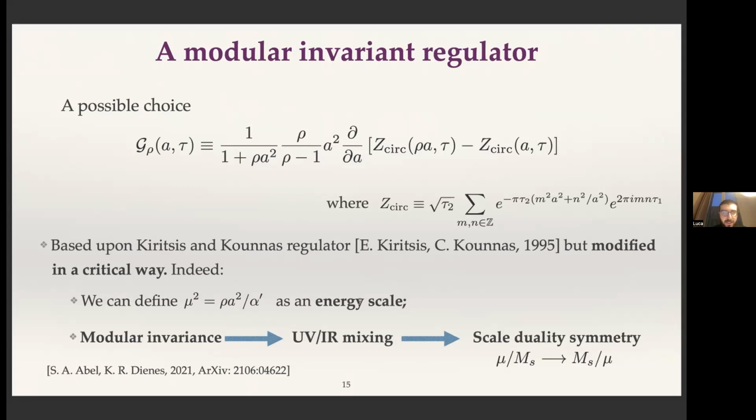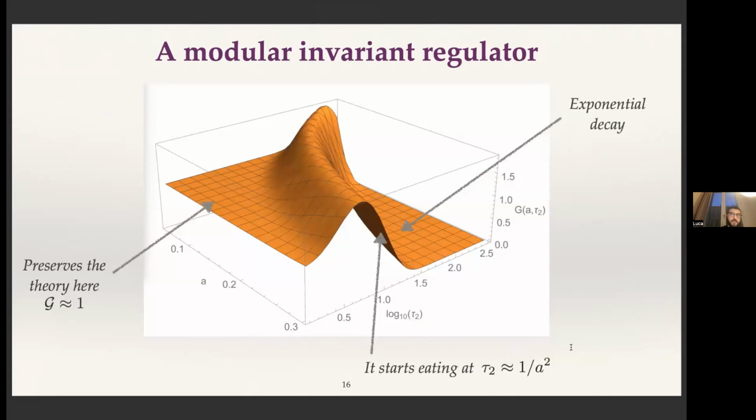I already said that we can relate an energy scale to this parameter A with this parameter alpha prime that gives the right dimensions. And so this regulator respects the modular invariance that UV mixing requires, because it enjoys scale duality symmetry. So this regulator is invariant under this symmetry, and if we want to use that as a 4-dimensional regulator, we better make sure that this is respected. Okay, this is the profile of the regulator.